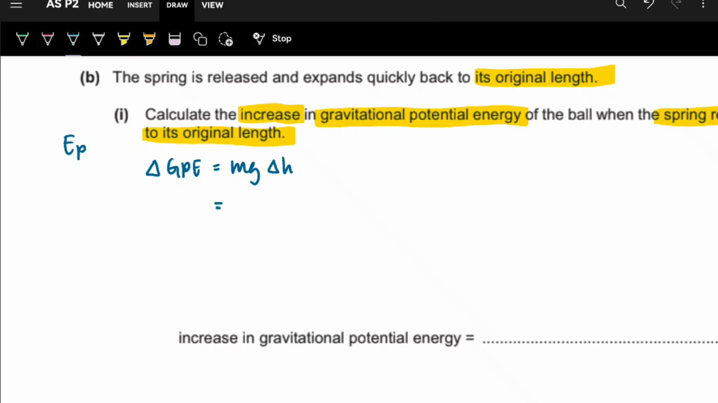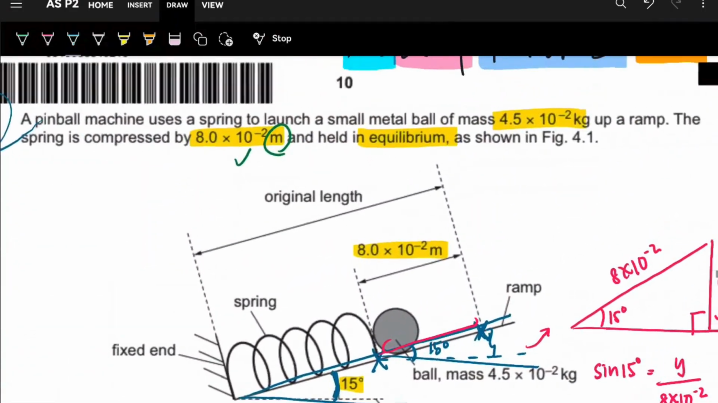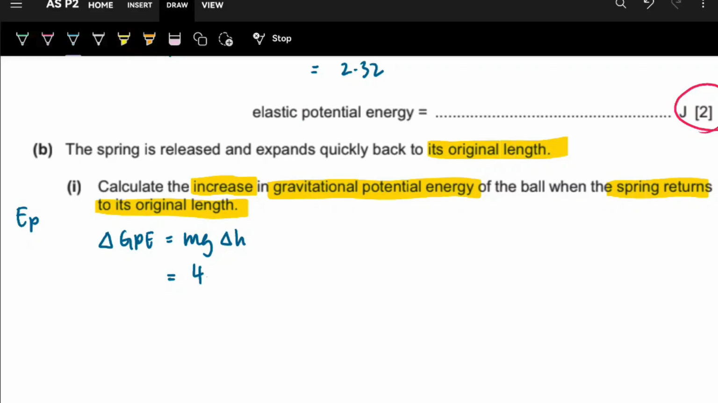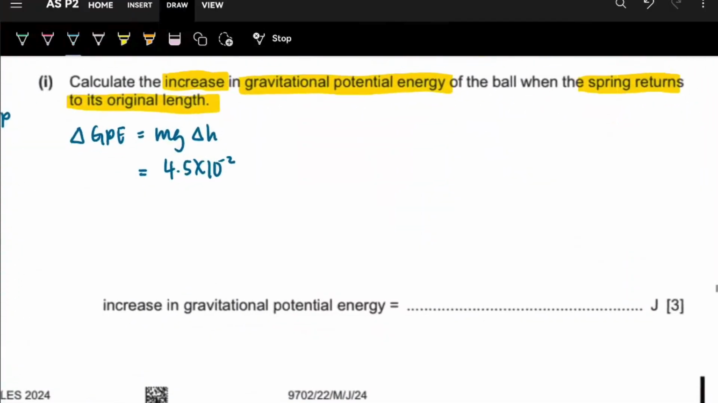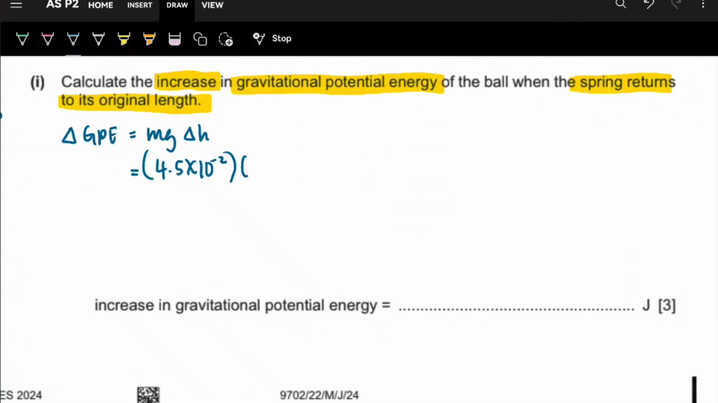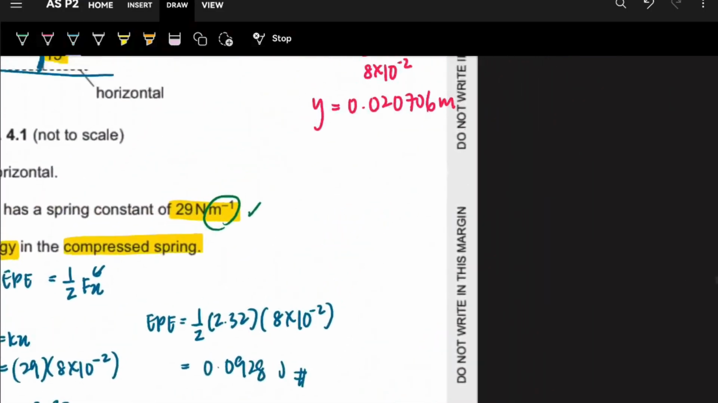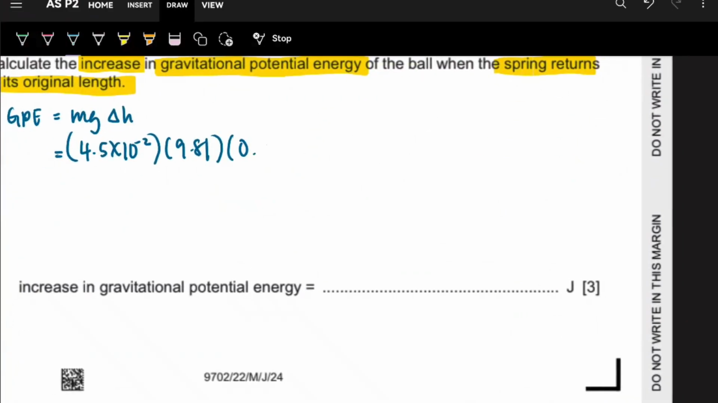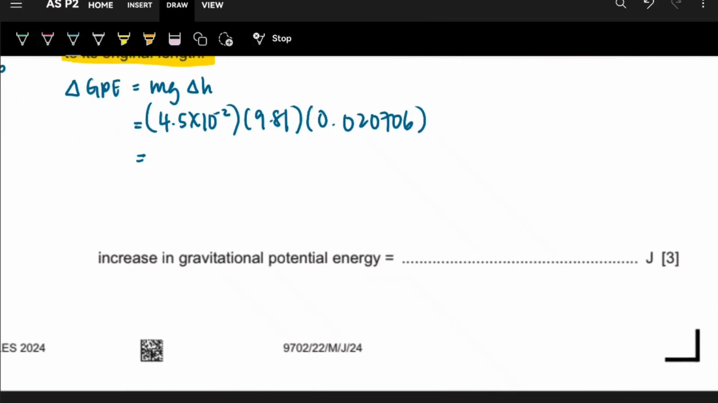Okay. The mass, I believe I saw the mass somewhere. Yeah, it's given here. 4.5 times 10 to the power of negative 2. Is it in kg? Please check. It is. Perfect. Gravitational acceleration is 9.81. Increase in height just now we saw 0.020706. Actually I copied correctly. 0.020706. Okay. Now take out your calculator and you will get... Okay, wait, let me calculate.